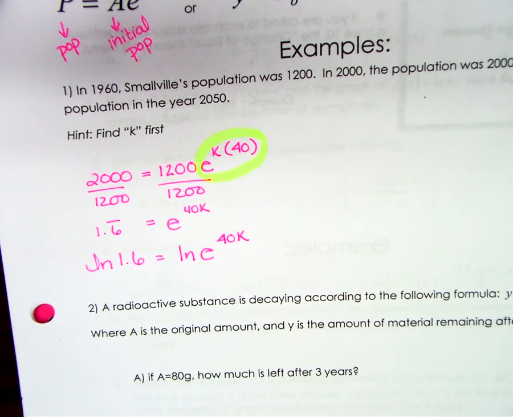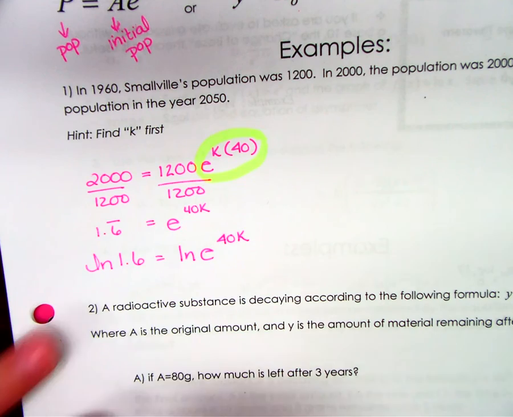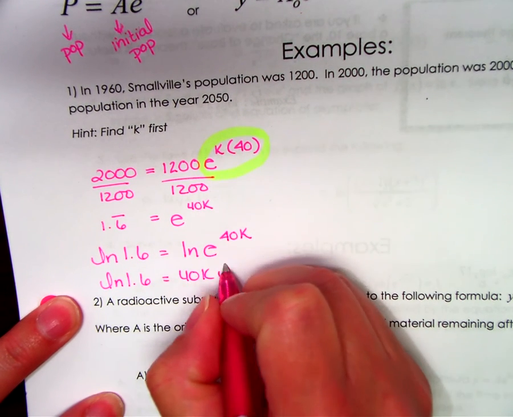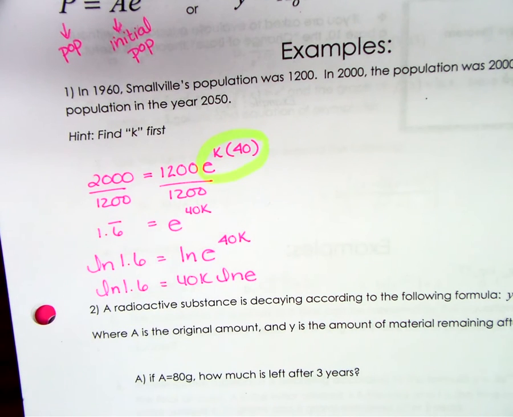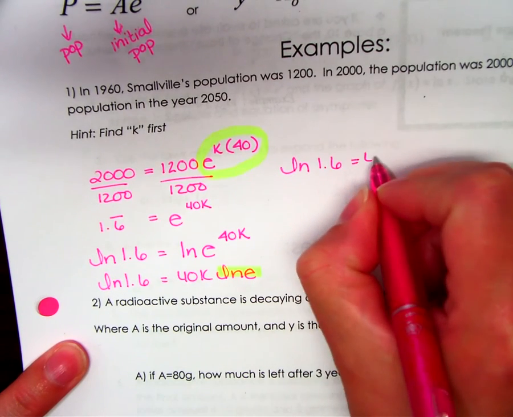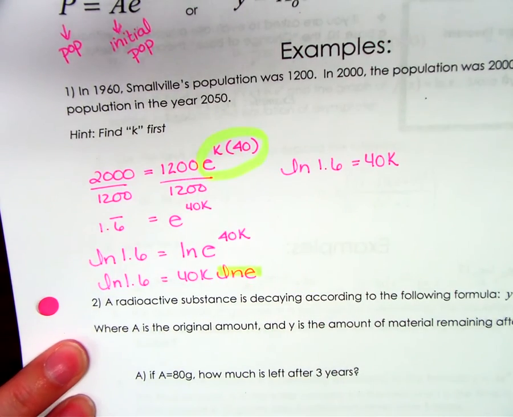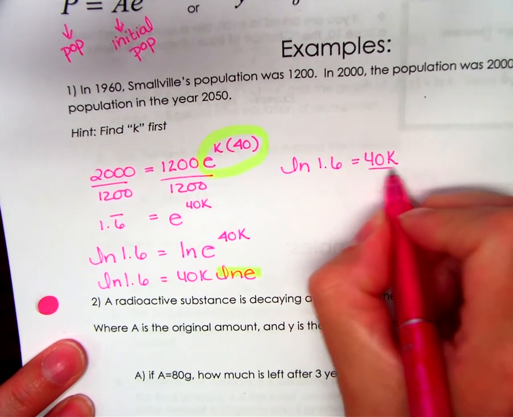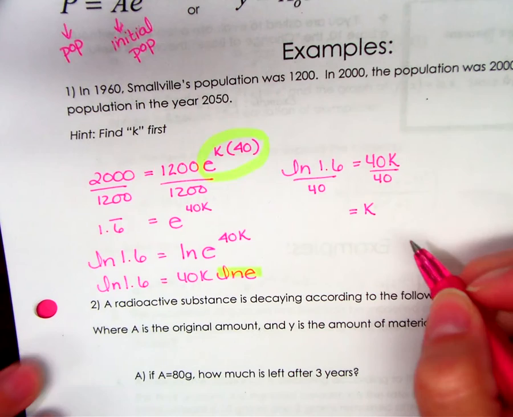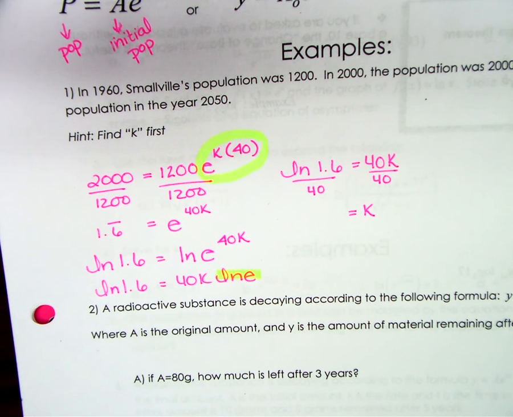Okay, so now we're going to use the power law in logs and move that exponent out front. What do we know ln e has a value of? 1. So we know that ln 1.6 is equal to 40k. I don't want 40k, what do I want? Just k, so I'm going to divide out the 40.